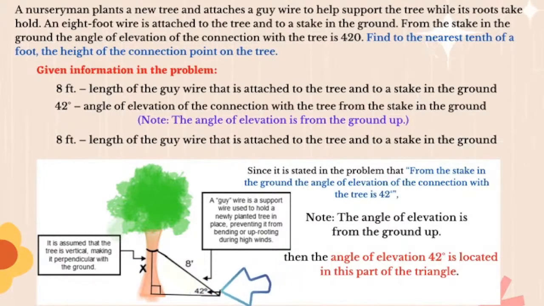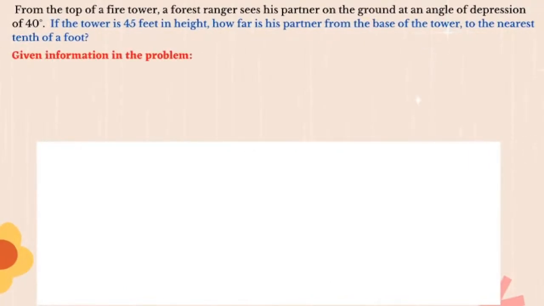Next problem. From the top of a fire tower, a forest ranger sees his partner on the ground at an angle of depression of 40 degrees. Now, if the tower is 45 feet in height, how far is his partner from the base of the tower to the nearest tenth of a foot?